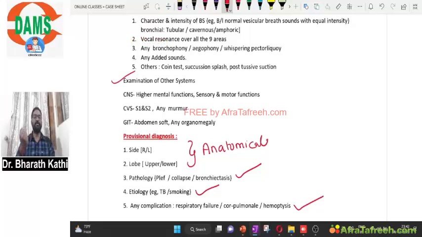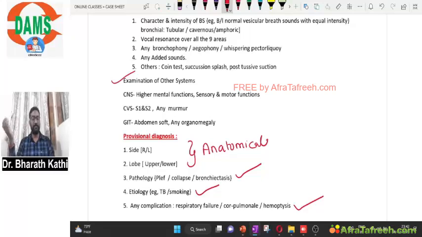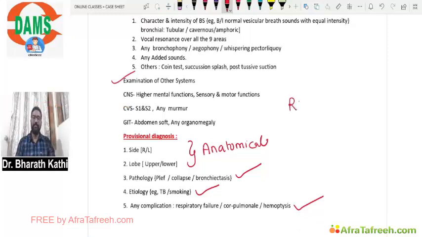So what can be the etiology? Is it tuberculosis, or is it due to COPD, smoking, or due to malignancy? So probable malignant etiology. And is this patient presenting with any complication? Suppose the patient is having dilated veins over the chest or neck swelling. So superior vena cava obstruction. So I'll just give you an example. Say, for example, there is a patient with right upper lobe collapse.